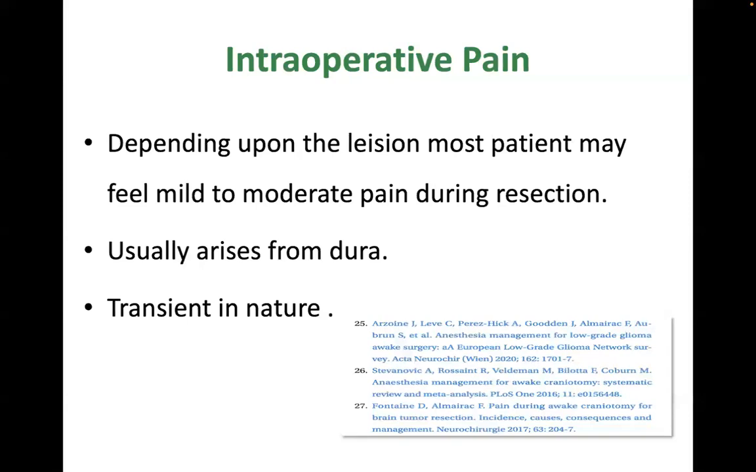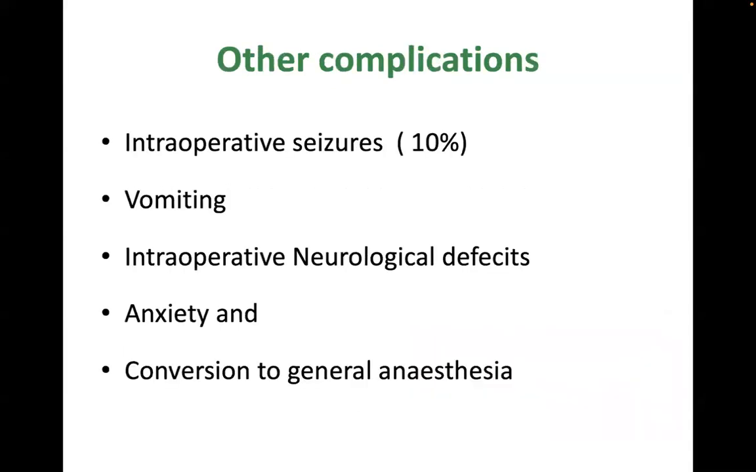And depending upon the lesion, most patients may feel mild to moderate pain during the resection. As I've told you earlier, most of the time it arises from the dura. This pain is most of the time transient in nature, and it settles on its own. We'll see how we are going to manage that pain in our upcoming slide. The other commonly reported complications are intraoperative seizures. The incidence is around 10%. Vomiting, the incidence is again 10 to 15%. Most of the time vomiting is not there, but any sort of tumor which has intraventricular extension.